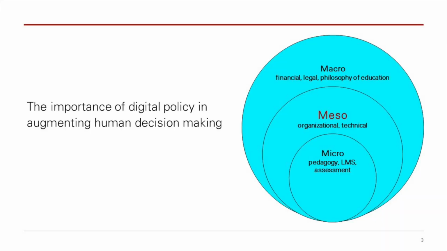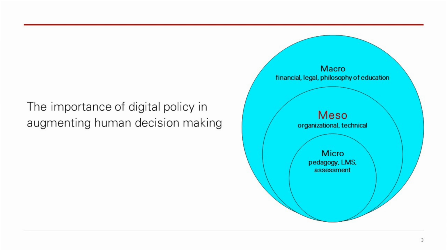However, an overlooked aspect of digital policy is the role of technology in middle level decision making. Specifically, how higher education leaders like you and me view technology when we make critical choices and solve challenges in the short and medium term. This talk is a meso level reflection, or a mid range reflection, of digital policy, particularly how it augments human decision making in the context of higher education institutions.